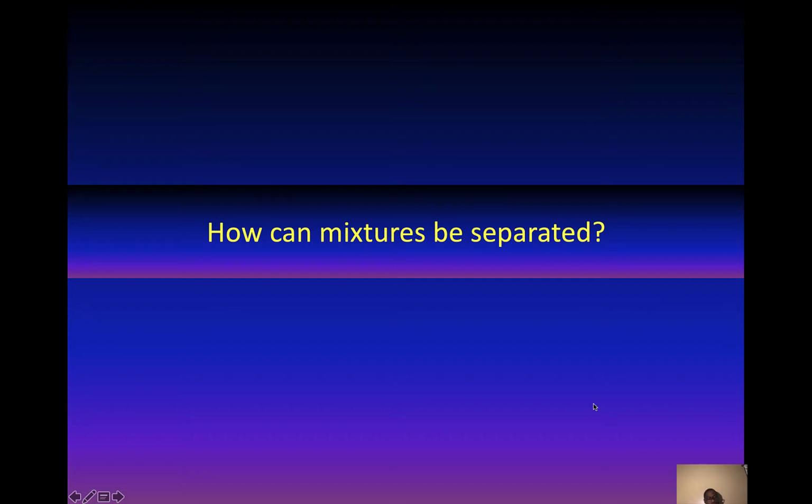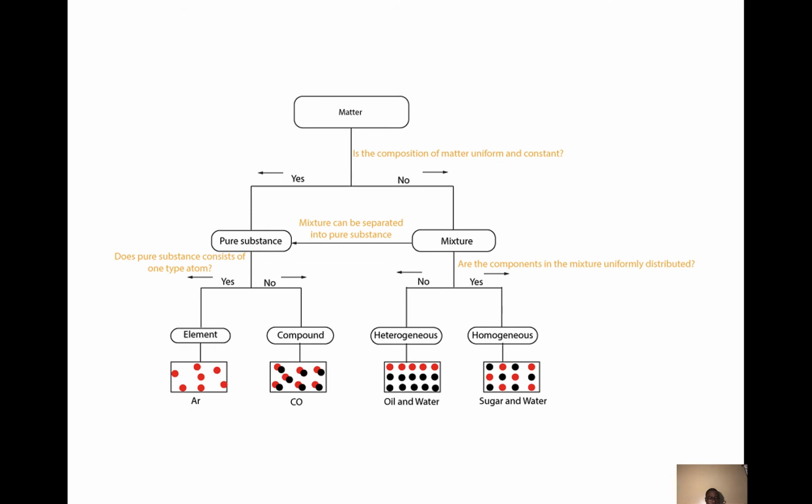Welcome to Concepts in Chemistry. In this talk, we will discuss how to separate mixtures. To start, let's review this diagram. If you recall, this was the same diagram we used to classify matter by composition. So again, let's look at this diagram. As you can see, matter can exist as pure substance and also as mixtures.